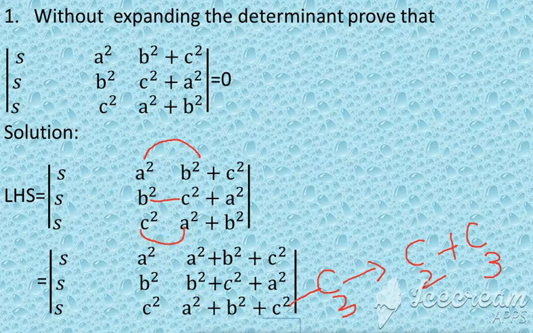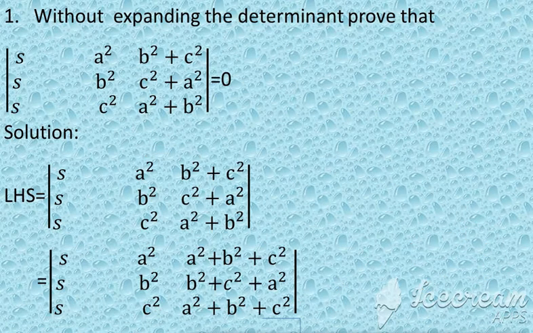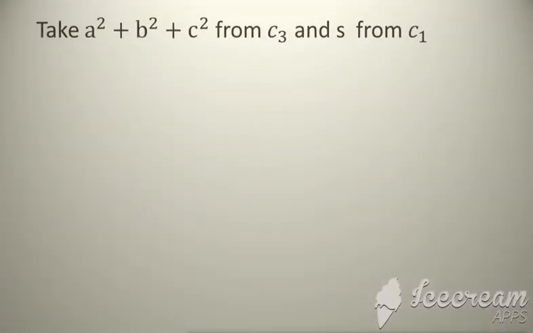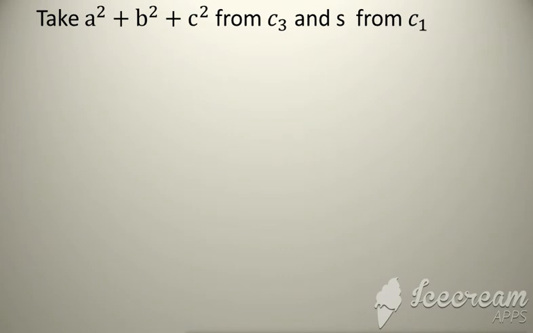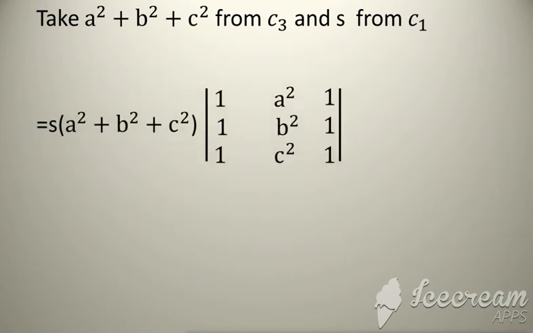So I am going to take S and A square plus B square plus C square outside. Column 1 and column 3 terms I am going to take outside. So A square plus B square plus C square from C3 and S from C1. So what you will get? S into A square plus B square plus C square, determinant of 1 A square, 1 B square, 1 C square, 1. So here from C1 I am taking S outside, and from C3 I am taking A square plus B square plus C square. So the remaining terms are here.